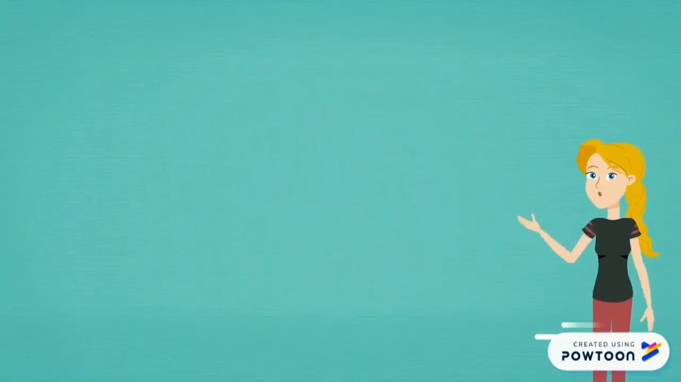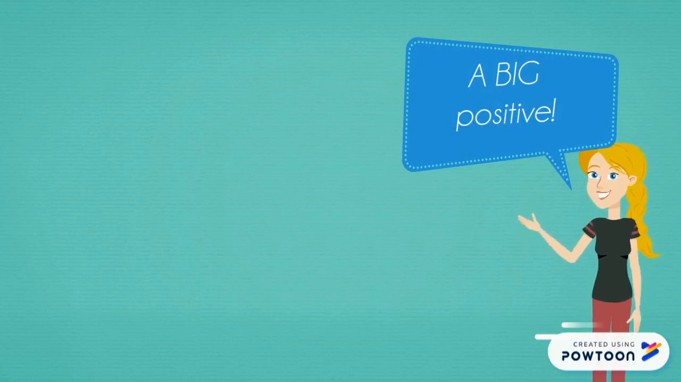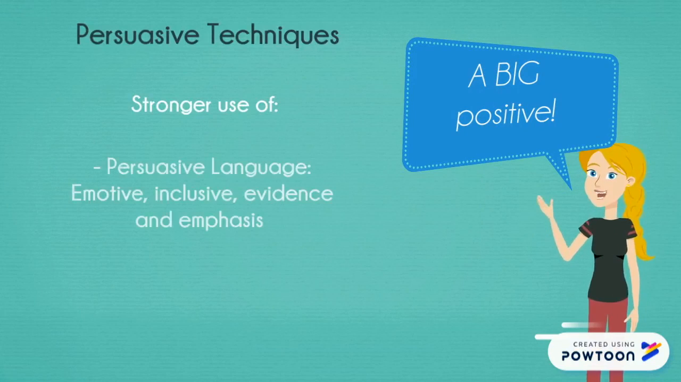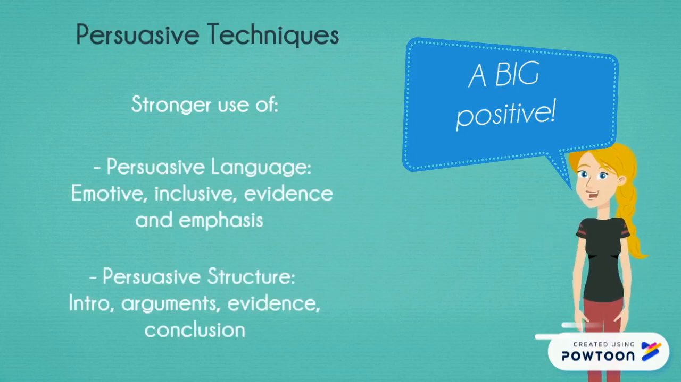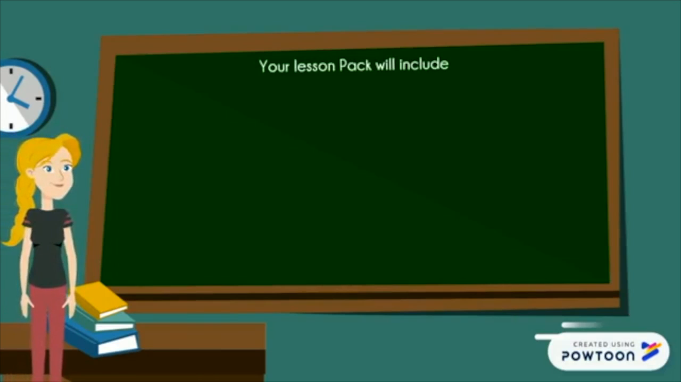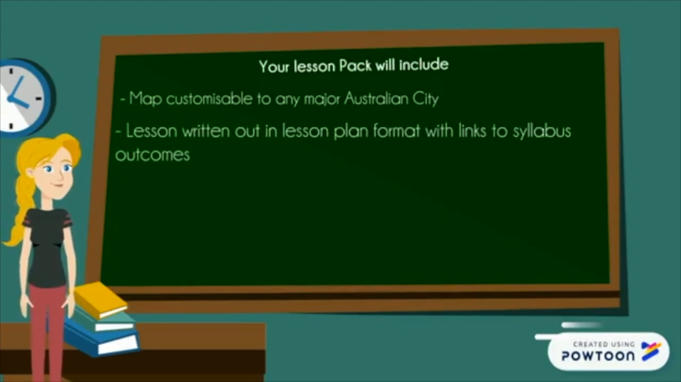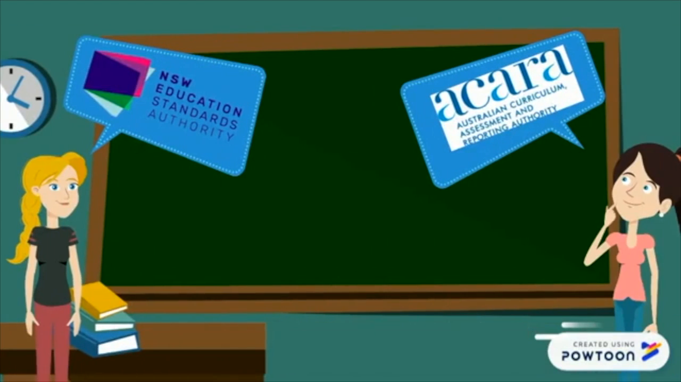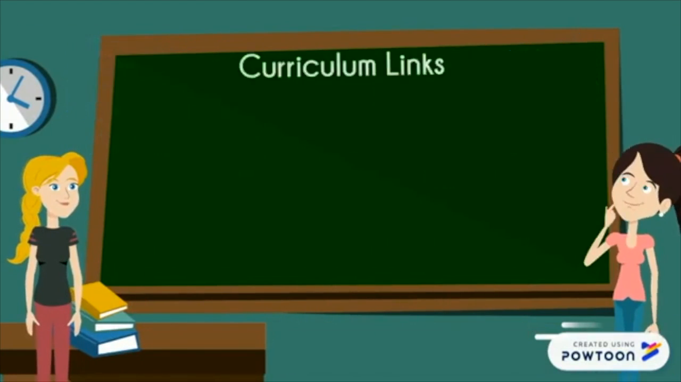A big positive of the high engagement in this lesson is the stronger use of persuasive techniques. Students are better at using persuasive language and structure when they are actually interested. Your lesson pack will include maps customizable to any major Australian city, lesson plans and syllabus links, example arguments, discussion topics, and prompting questions. So how does this all link to the syllabus?